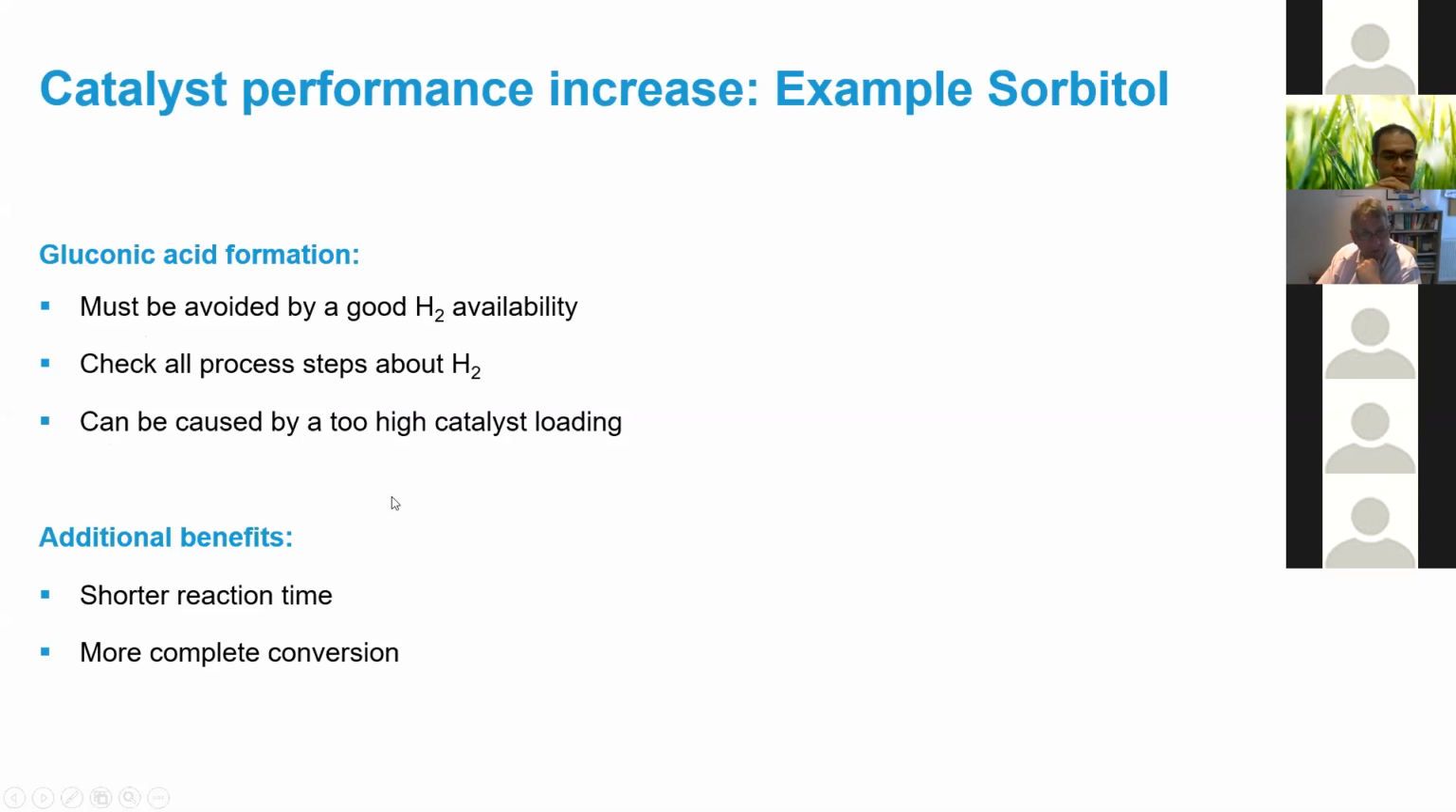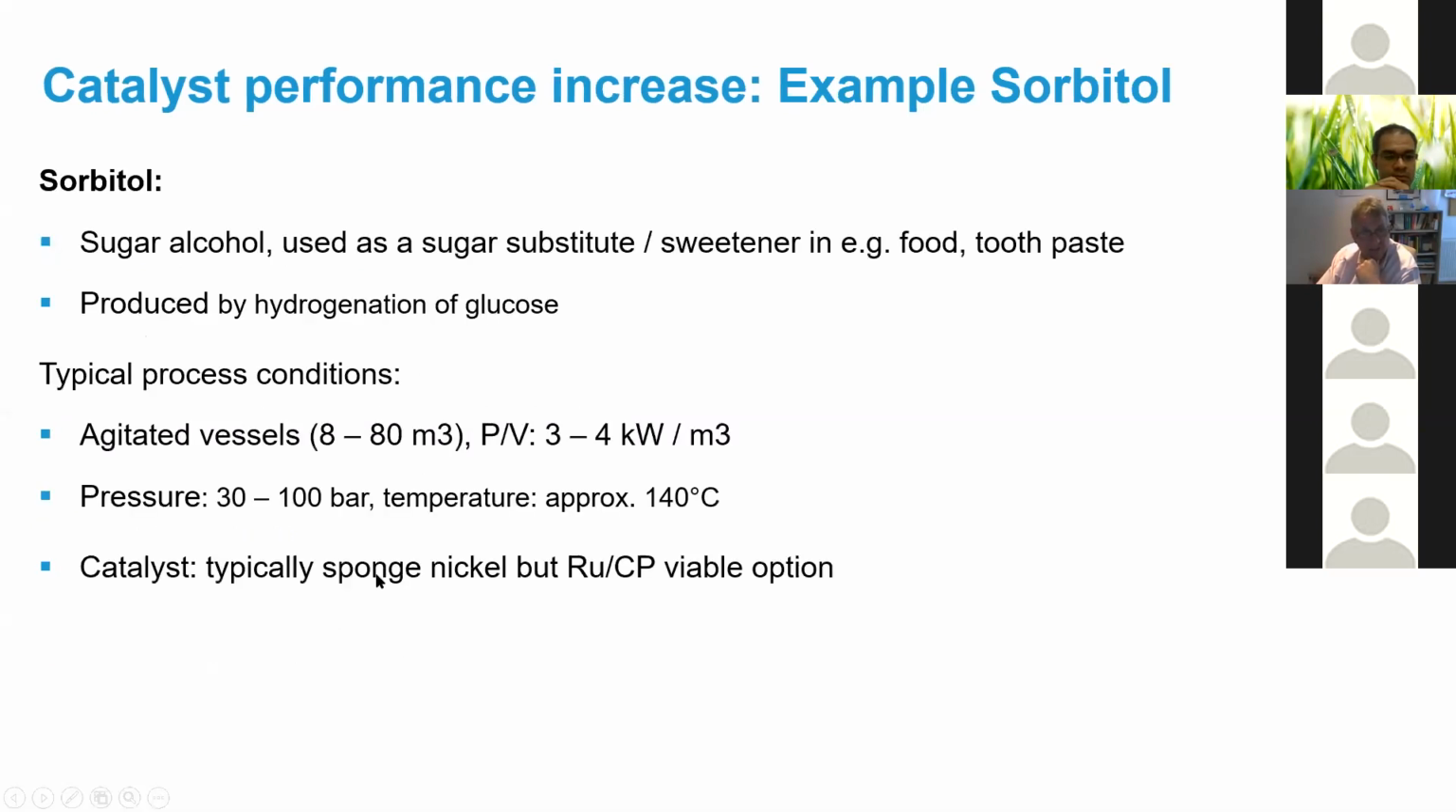Don't overload the catalyst. Try to get a short reaction time and get to complete conversion. Now, sorbitol is used as a sweetener. It's used in manufacture of toothpaste, and it's made by the straightforward hydrogenation of glucose, usually in an agitated vessel, 30 to 100 bar, run at about 140 degrees.